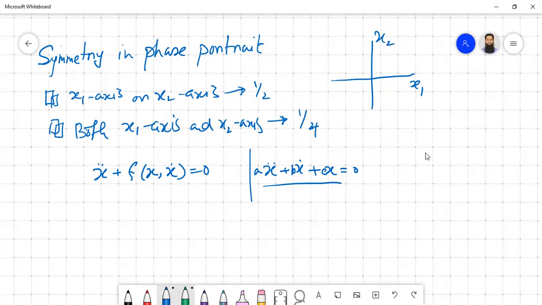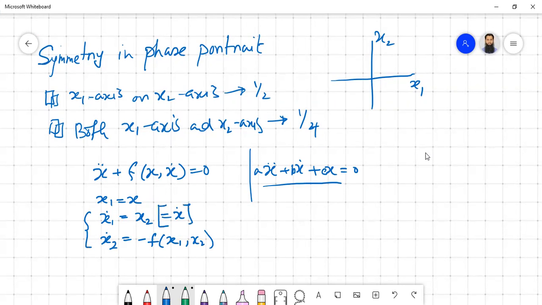Now in this system, if we take x1 equal to x, then we get that x1 dot will be x2, which in turn is x dot as well, same thing, and then x2 dot will be minus f(x1, x2). This is just a side note, but this is your state equation.